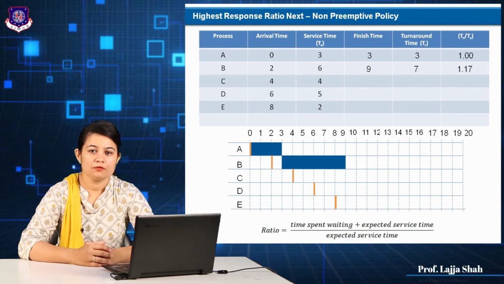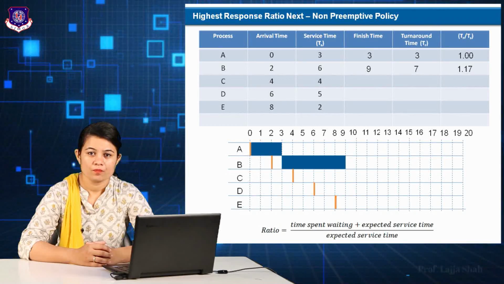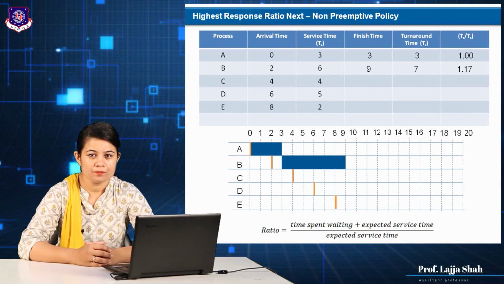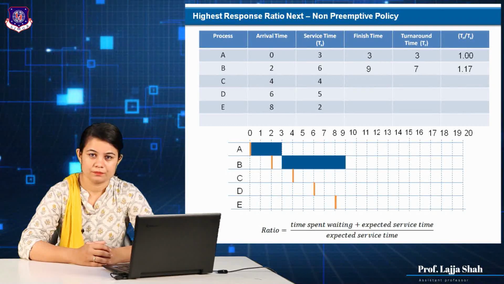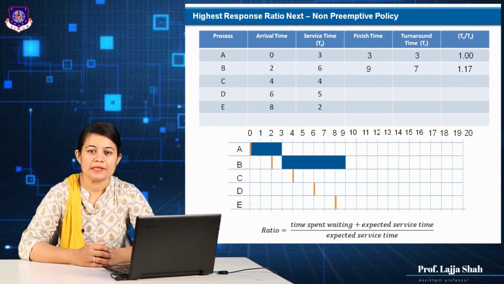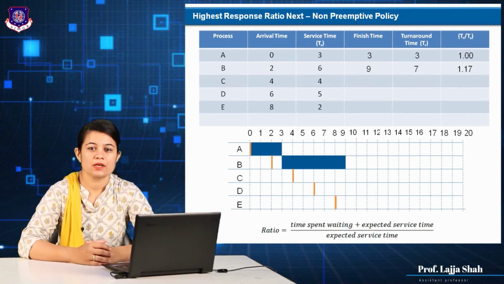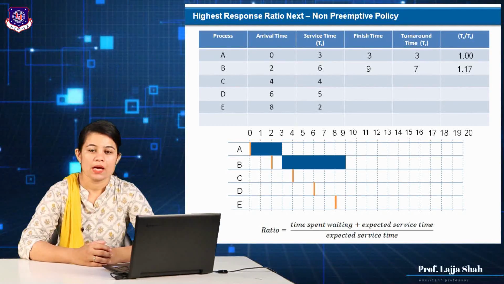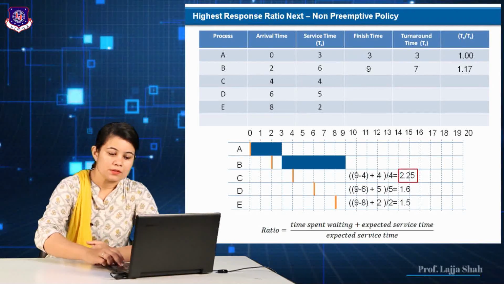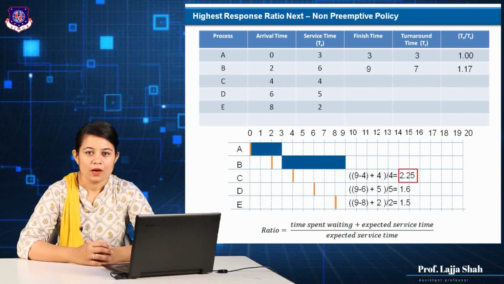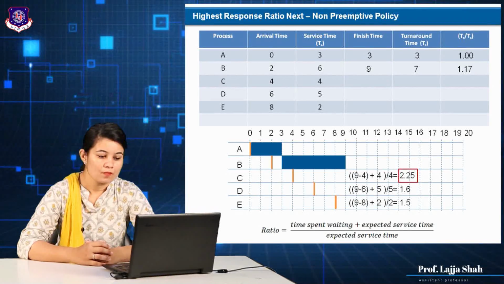The formula for finding out the ratio is waiting time plus service time whole upon service time of a particular process. Have to calculate a waiting time. Waiting time is the difference between current time and arrival time. So, let's see what will be the ratio for all the three processes.